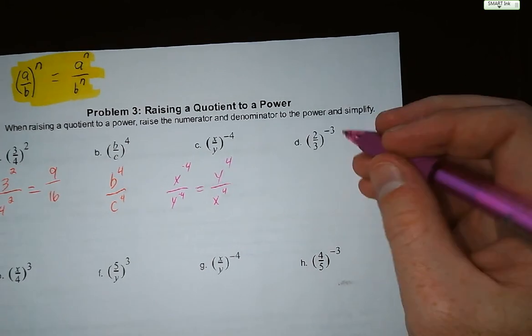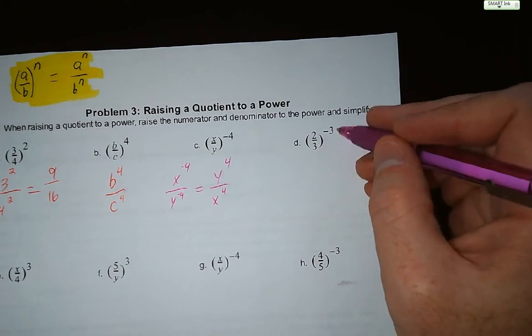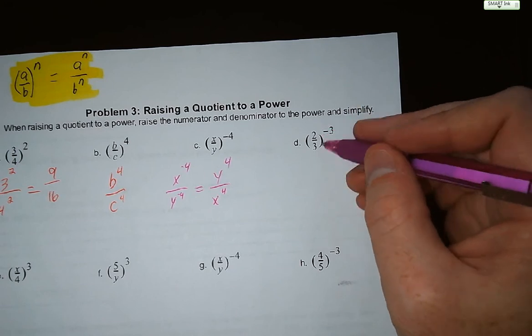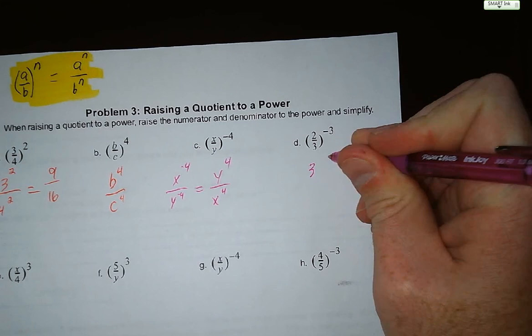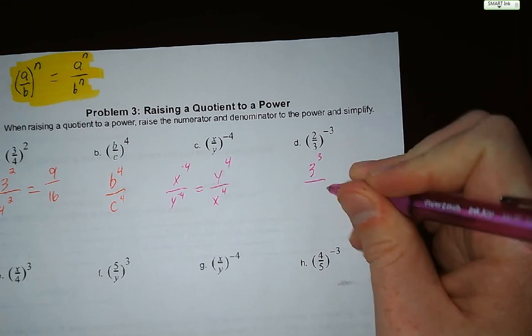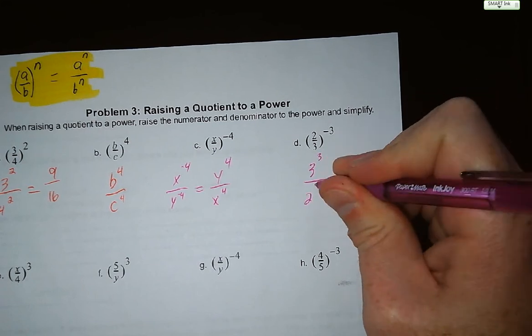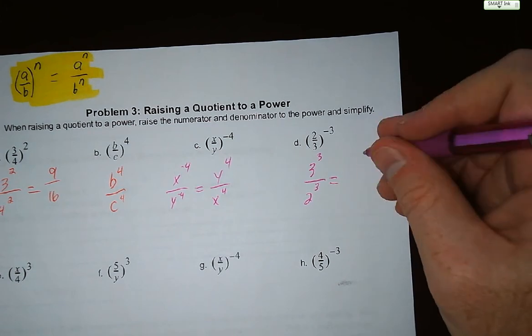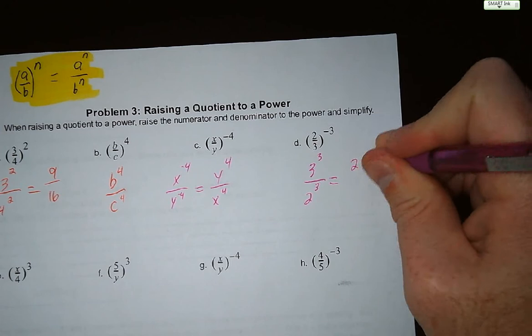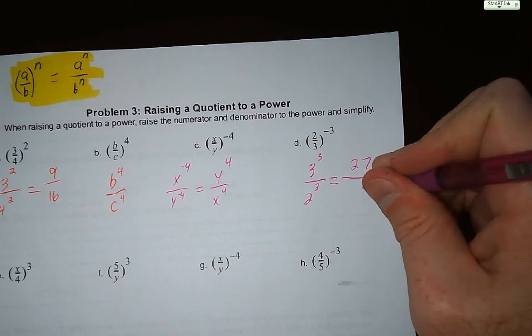So we have another negative exponent, 2/3 to the negative third power. So we put 3 in the numerator to the third power over 2 in the denominator to the third power. And we just need to simplify. 3 cubed is 27. 2 cubed is 8.